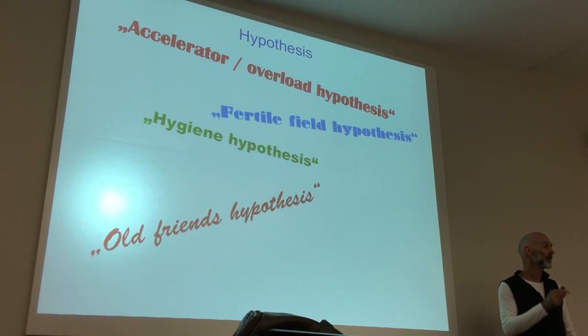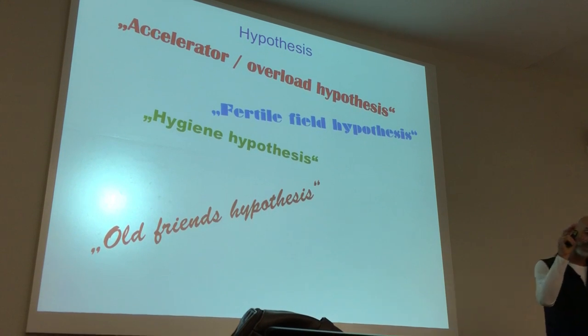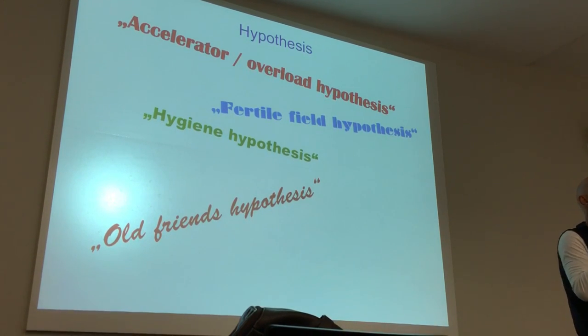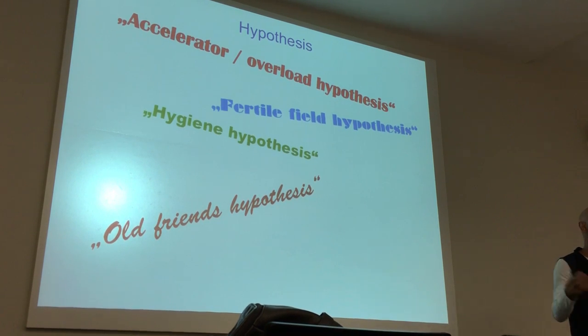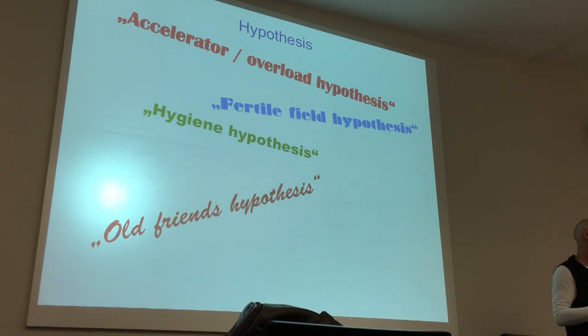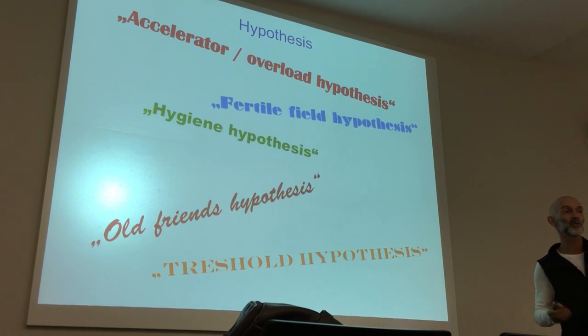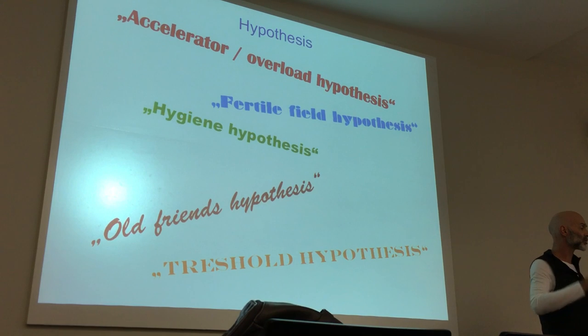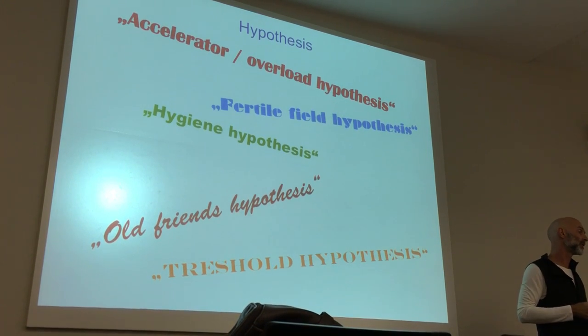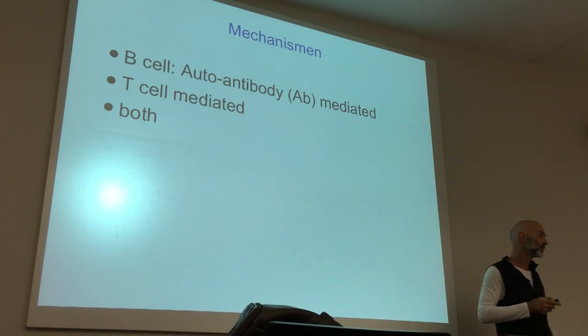Therefore, old friends, that would be bacteria that usually inoculate our gastrointestinal tract, can become from friends to foes, if you want so. And there's also a threshold hypothesis, that we acquire certain stimuli, and if we overgo this threshold, then this would lead to the outbreak of an autoimmune disease.